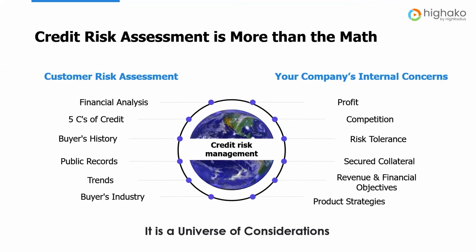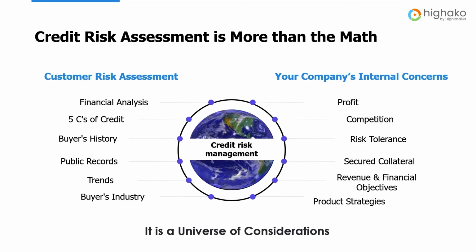Then you need to understand your company's internal concerns. You need to understand what the profit objectives are for your company. You have to understand how your company's competitive situation is and how you need to address a credit approval based on the competitive pressures that your company faces. You need to understand the risk tolerance of your company, and this will vary. Some companies have a very high risk tolerance. Maybe they're highly profitable. Maybe they're a very dominant supplier, and they can take more risk because they know that their customers have little choice. So what is the risk tolerance?